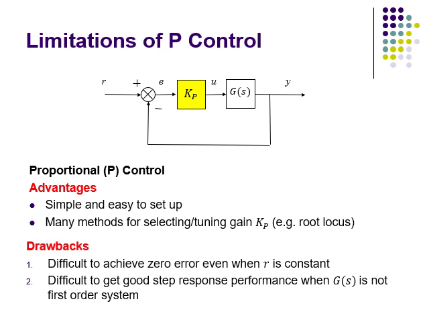What are the disadvantages or drawbacks with just using P control? Well, one, it can be difficult to get the error E to go to 0, even when the reference input is constant. And also it can be difficult to get good step response performance when the system G is not a first order system. So for example, if G is a second order or a third order system, then using proportional control, it may not be possible to get good performance metrics for the step response.